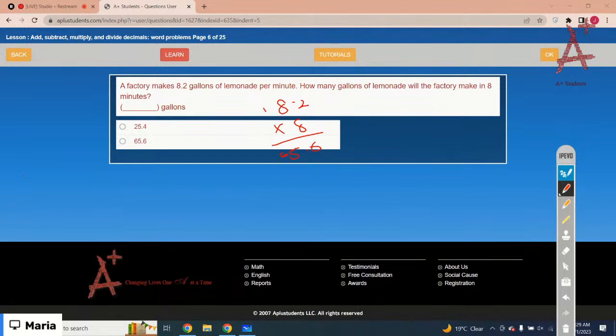So the correct option is 65.6. Got it? Okay, the correct option is 65.6.